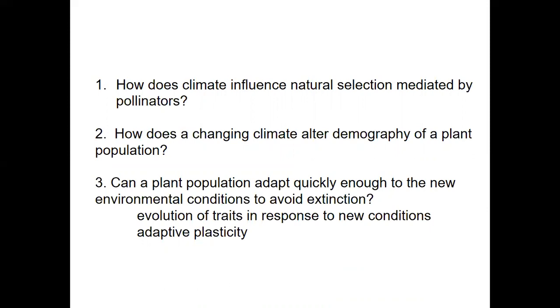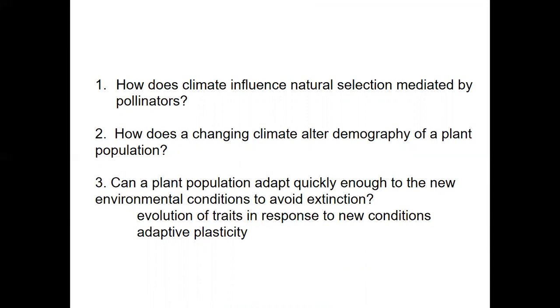So my research that I'm going to talk about today focuses on three questions. First, how does climate influence natural selection mediated by pollinators? Secondly, how does a changing climate alter the demography and persistence of a plant population? And then third, can a plant population adapt quickly enough to the new environmental conditions to avoid extinction? And this can happen through evolution of traits in response to selection under new conditions, or to plastic expression of traits in direct response to the environment that is adaptive.